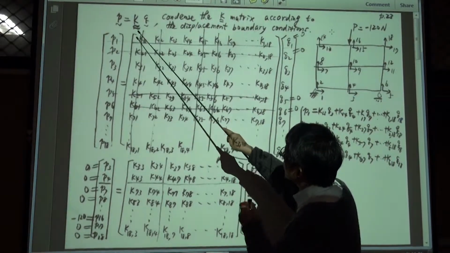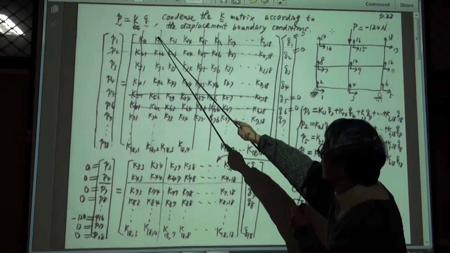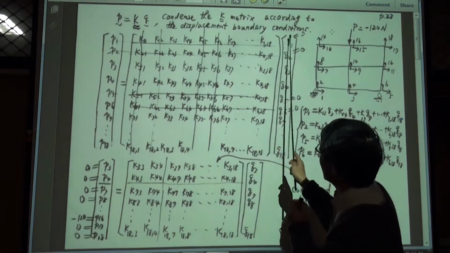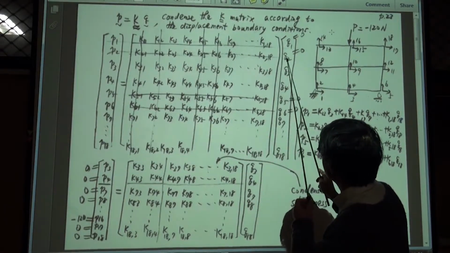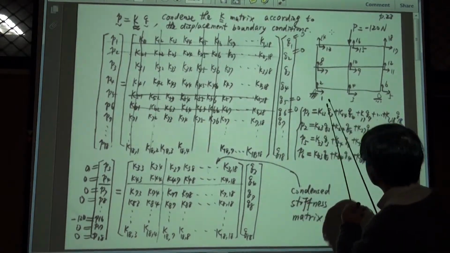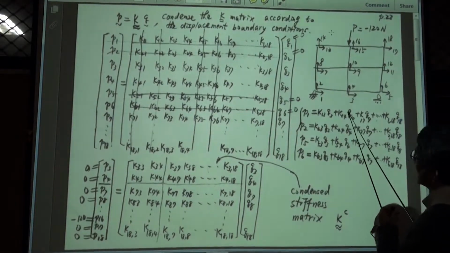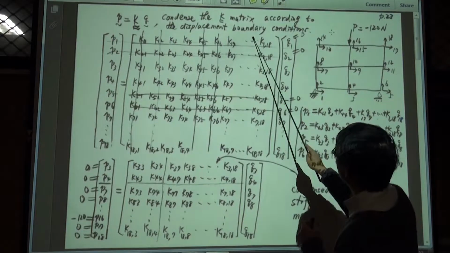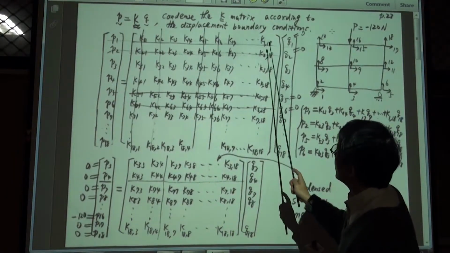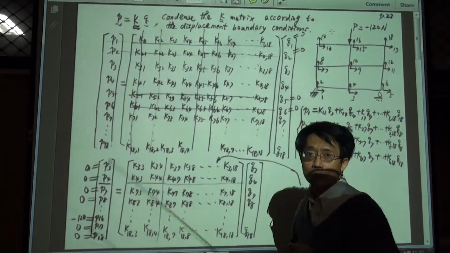P1 equals K11 times Q1, but Q1 equals 0, so it doesn't count. Plus K12 times Q2, but also 0. Plus K13 times Q3, this one. Plus K14 times Q4, this one. Understand? So from this row and this column, we get P1. The multiplication of this row with this column will give you P1.